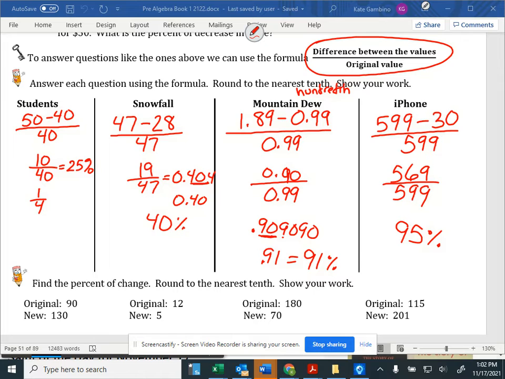Andrea. So, for the first one, that's not the students, but the one under that was like original 90. Yeah, we're not down there yet. Any questions on these ones up here?